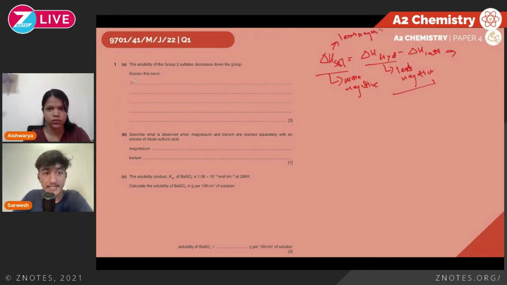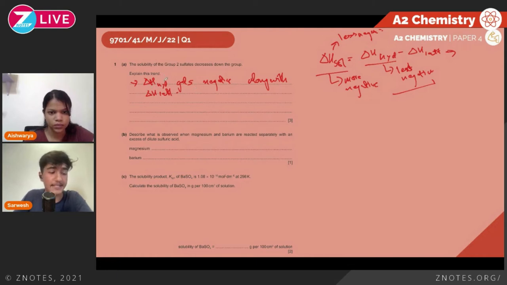So basically what you can say is that the del H hydration gets less negative along with the lattice energy. And you can mention that the hydration enthalpy gets less negative by a larger extent than the lattice energy. And you have your enthalpy change of solution. You could just write this equation over here. And using that, you can explain that the solubility decreases because you see a less negative change in the enthalpy change of solution.